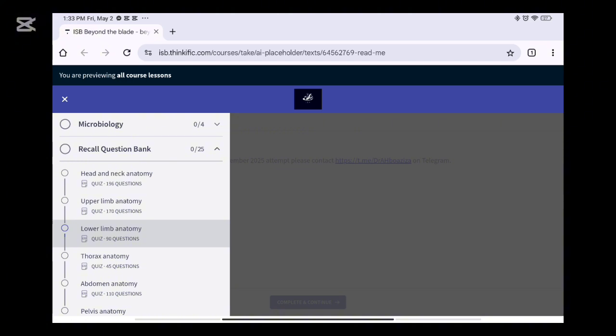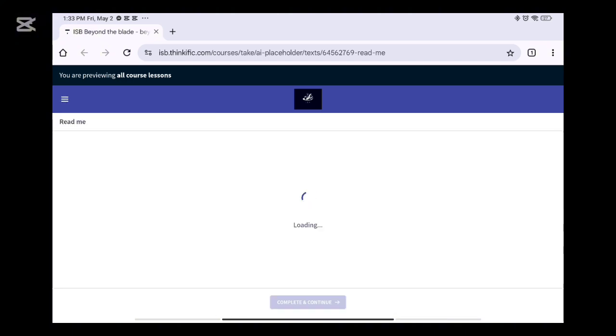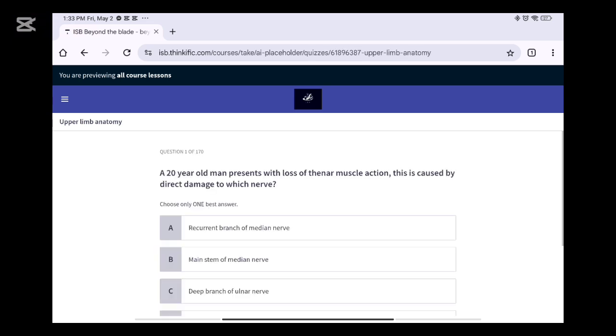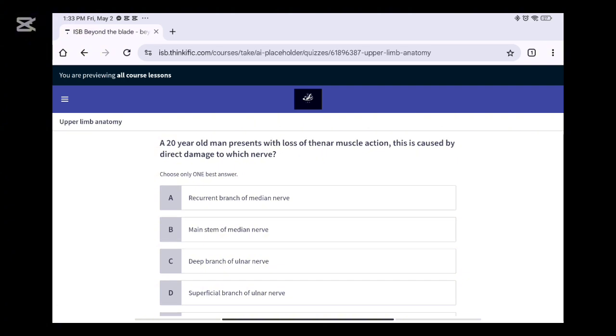So if you study upper limb anatomy from the lectures and then revise that again, and then go to test yourself with the questions from the question bank, suppose here are upper limb anatomy questions, with all of the recall questions that have come up about this topic, you will be very oriented about the exam and retain the information better.